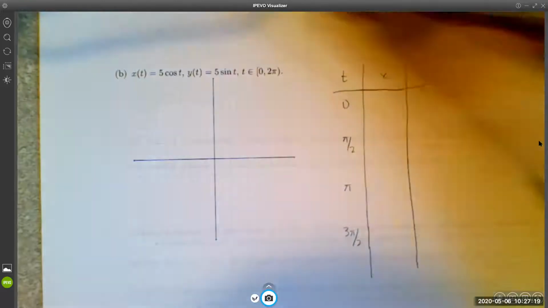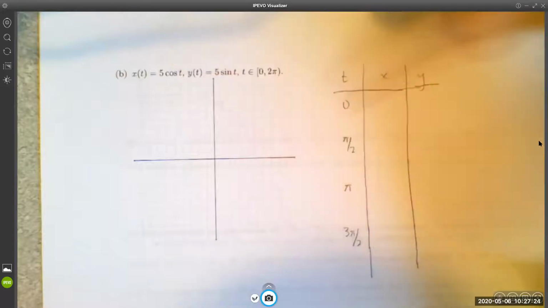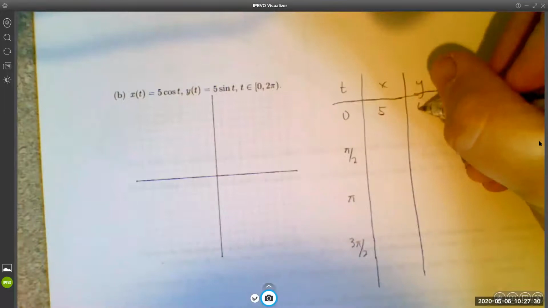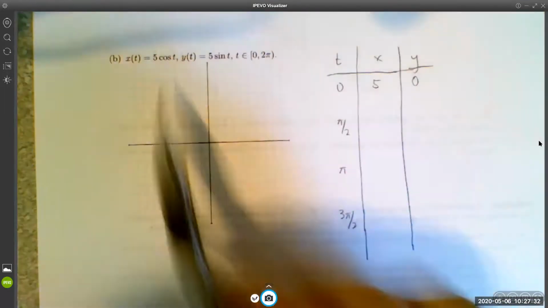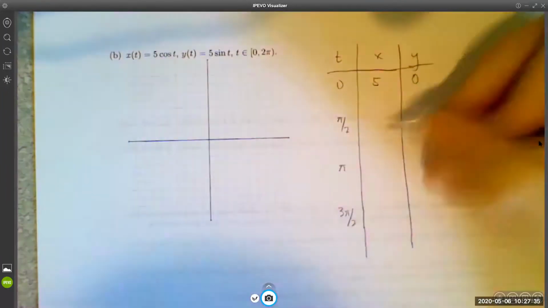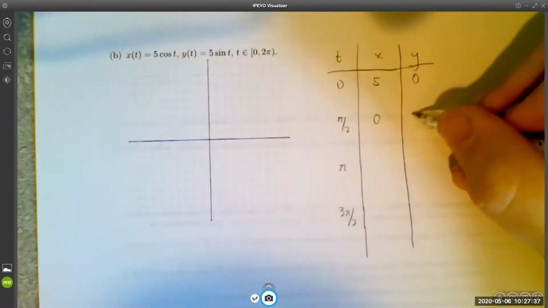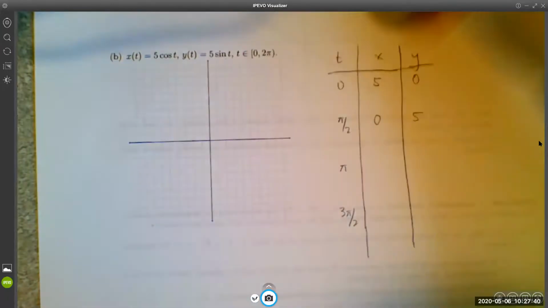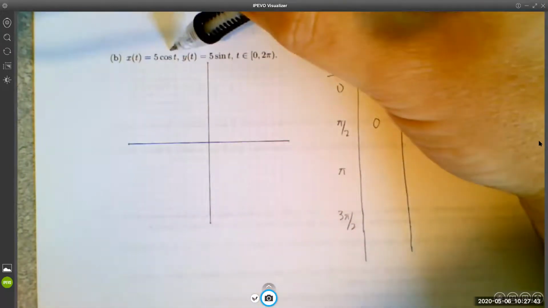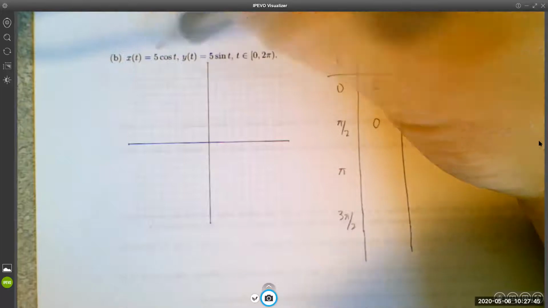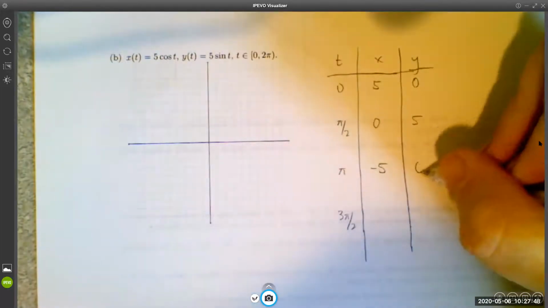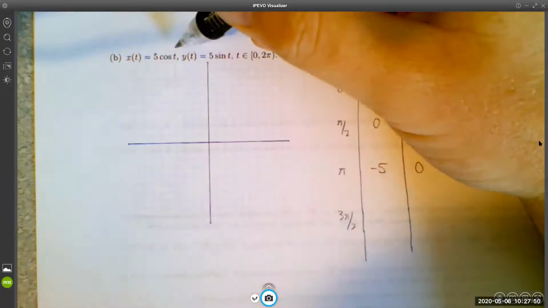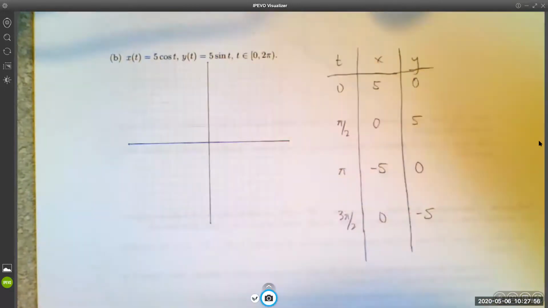So if I plug in 0 for x here, cosine 0 is 1. 5 times 1 is 5. So I get 5. Sine 0 is 0. So I get 5, 0. If I plug in pi over 2, now I get 0 and 5. If I plug in pi, now I get cosine pi would be -1. So this is -5. Sine pi is 0. And if I plug in 3 pi over 2, cosine is 0, sine is -1, so I get -5 there.